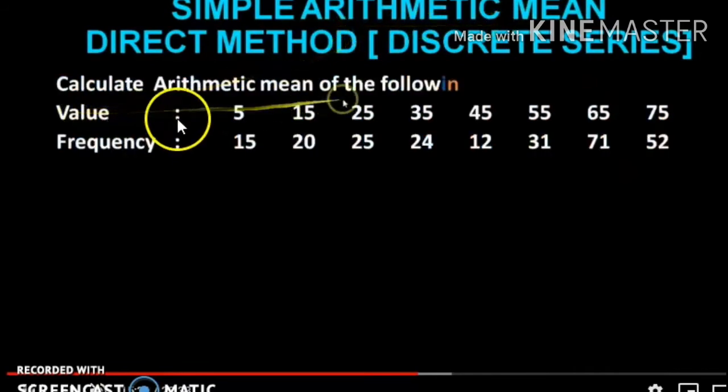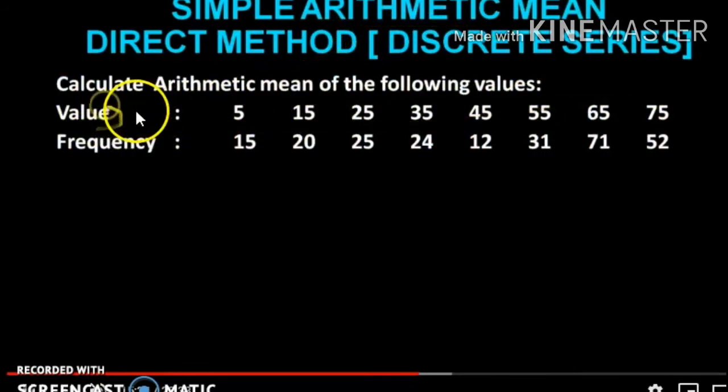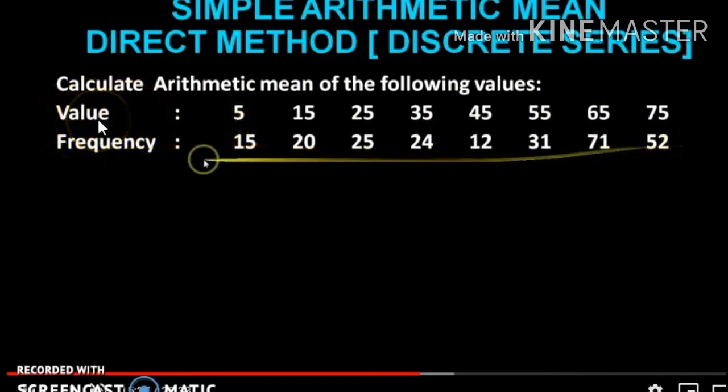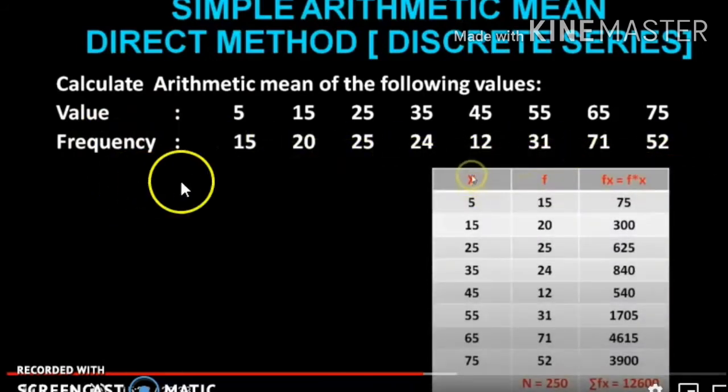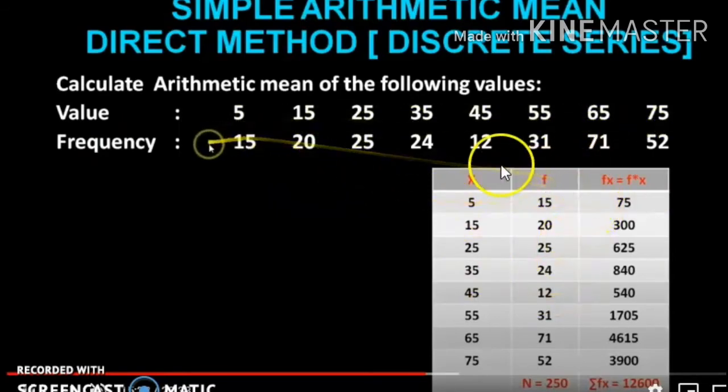First is the simple arithmetic mean by the direct method. How is it found? In a discrete series we see two columns given, the value column and the frequency column. And how will you find this? This is done here. Next it has to be written like this, and you have to multiply the f and x columns.